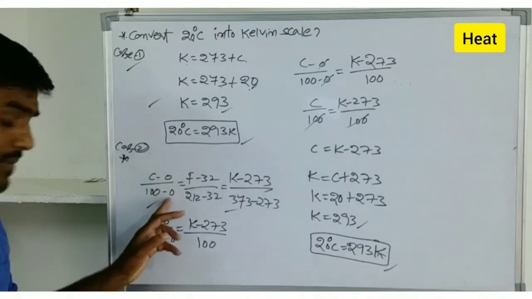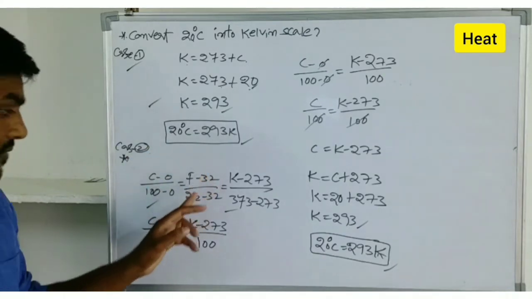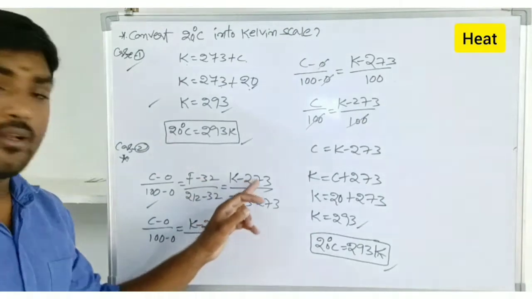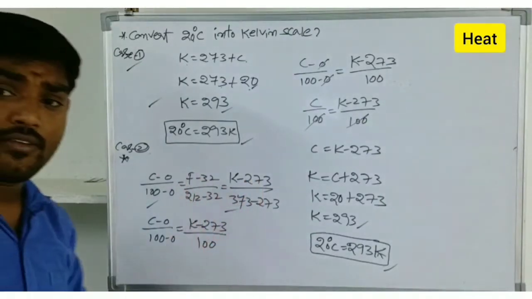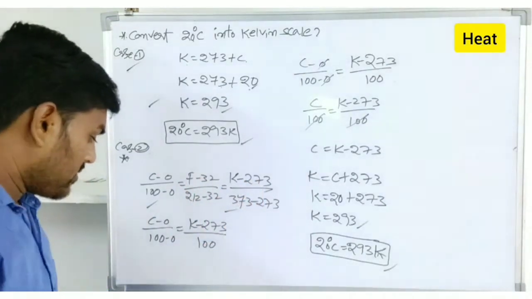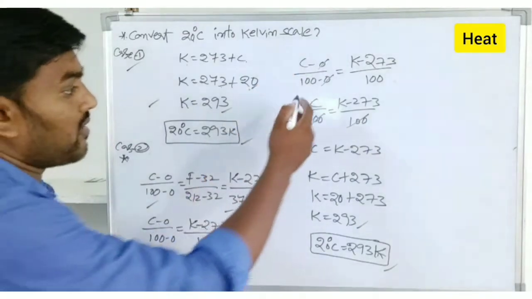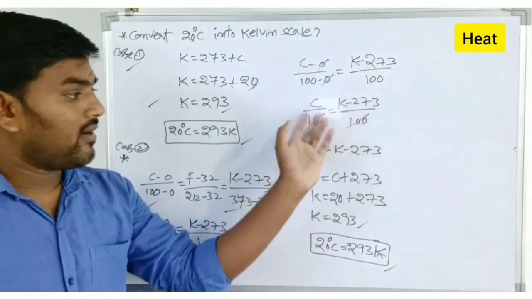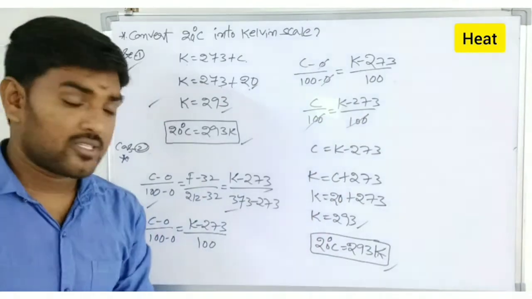And next one, (C minus 0)/(100 minus 0) is equal to (F minus 32)/(212 minus 32) is equal to (K minus 273)/(373 minus 273). So (C minus 0)/(100 minus 0). Now the 0s cancel, the 100s cancel. C is equal to K minus 273.